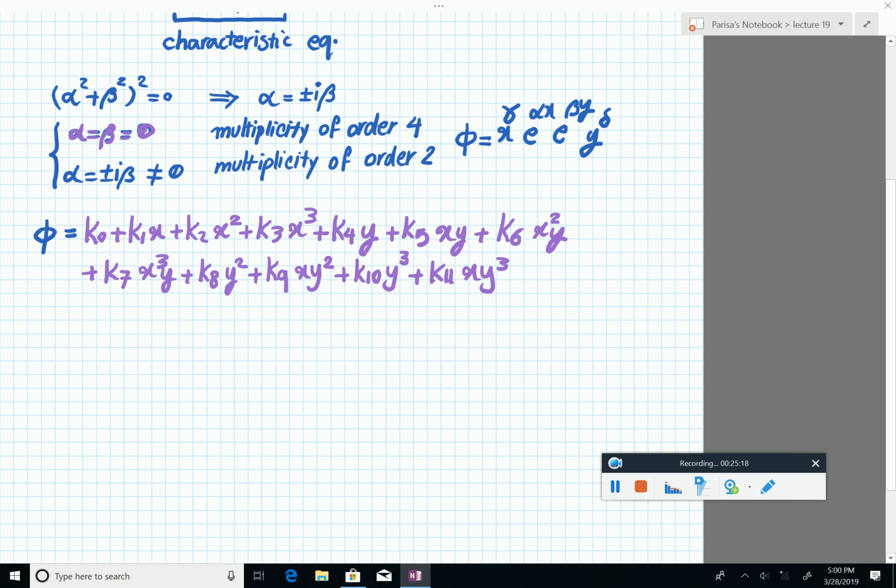Let me check everything one more time, because your book actually has an error, which is obvious why this can happen, right? Because there are so many. So I want you to have the good solutions: xy squared, k10 y cube. I made a mistake here, k11 xy cube. That's it.